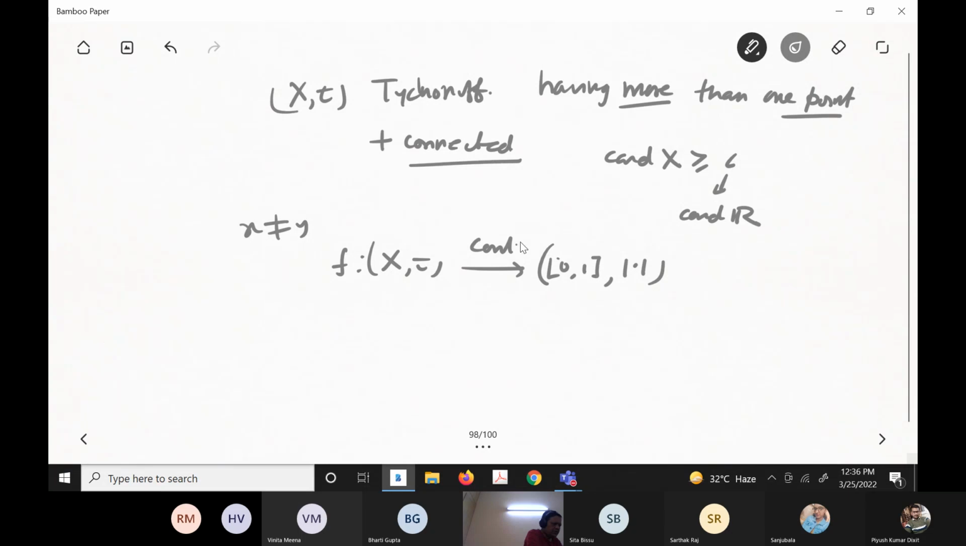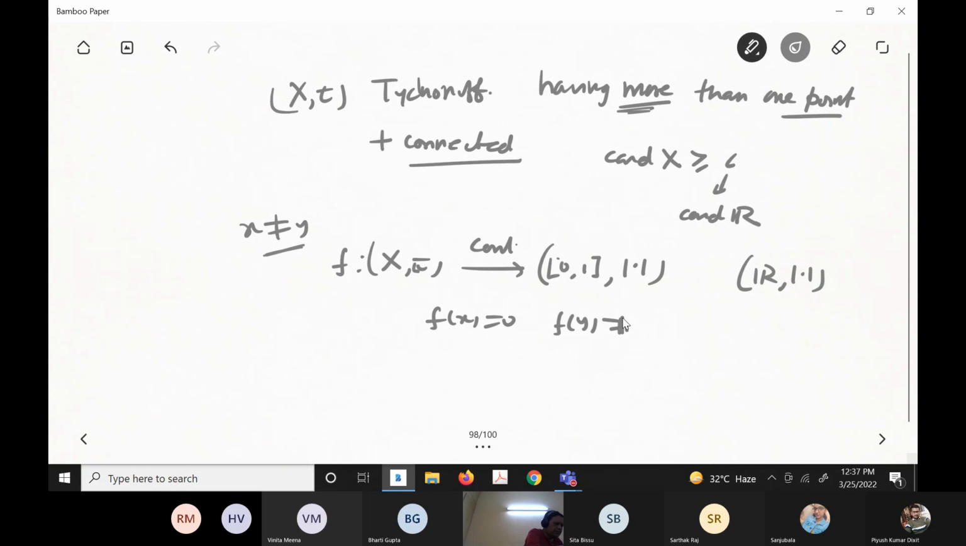You could take R also, that's not a problem, such that f(x) equals 0 and f(y) equals 1. You could argue with this also, it's not a problem. Now look, so you get this. Two points are required.